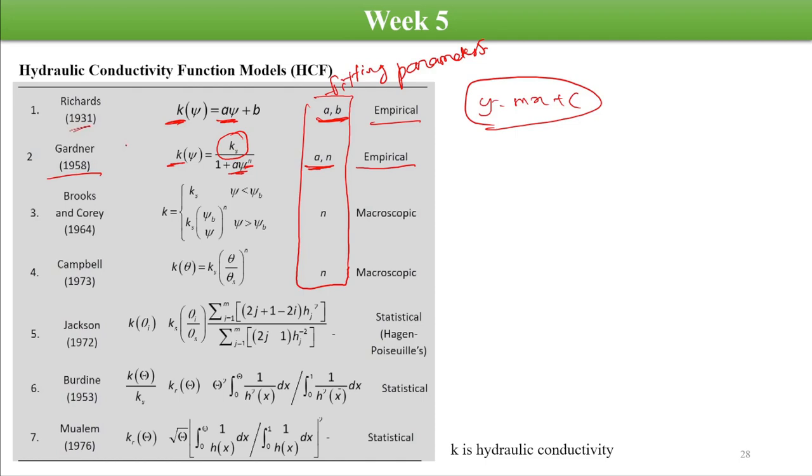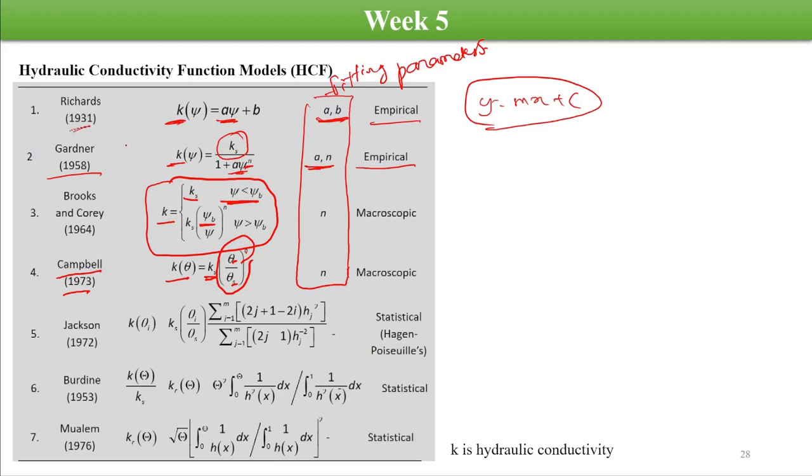So Brooks and Corey also provided a hydraulic conductivity function model, and it is also a non-continuous model where K is equal to Ks for suction less than the air entry pressure value, and for more than the air entry pressure it is going to be Ks times psi b upon psi to the power n. Okay, and in the Campbell model of 1973, hydraulic conductivity is equal to saturated hydraulic conductivity multiplied by the volumetric moisture content divided by the saturated moisture content, to the power n. N is the fitting parameter here.